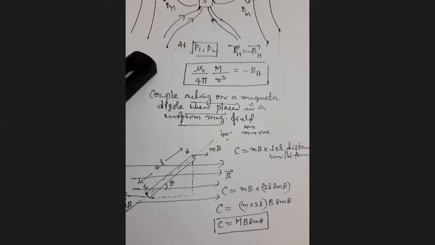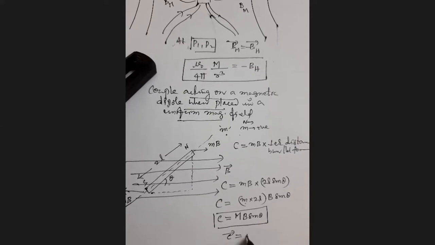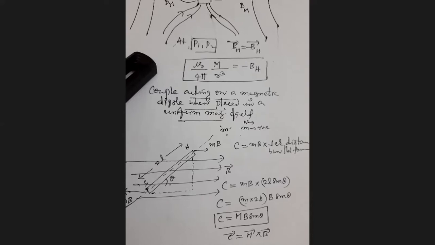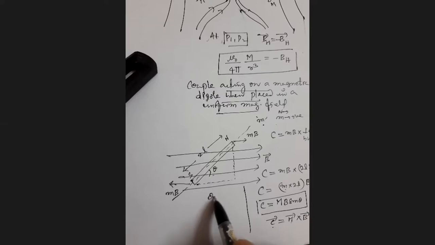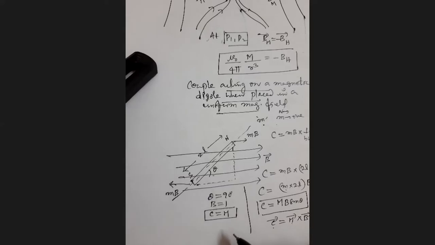Vectorially, you can write it as C bar is equal to M bar cross B bar. Therefore, the torque acting is perpendicular to both the magnetic moment direction and the external field direction, that is, perpendicular to both M bar and B bar. So in this formula, you see when theta is equal to 90 degrees and B is equal to 1, then C will become equal to M. With this, you can define the magnetic moment. How?